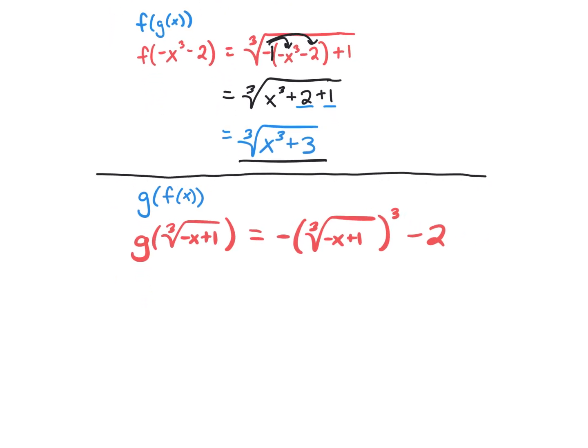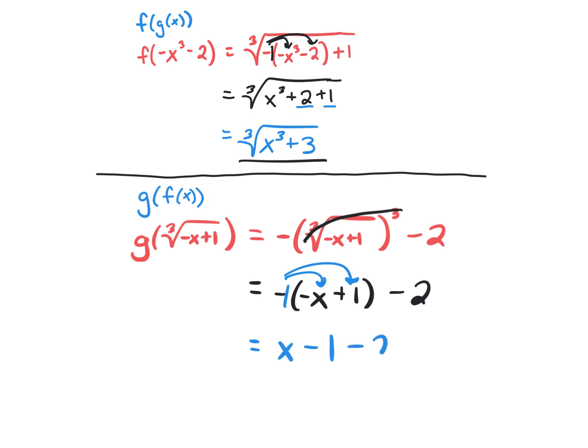From here, remember we're just simplifying. What do you notice happens? That's kind of nice. Right, these are going to be gone, but be careful, we still have that negative outside, so I got to be a little careful with that. We have negative times negative x plus 1 minus 2. What do I do next? I got to distribute that negative 1 in, right? So this turns into positive x minus 1 minus 2.